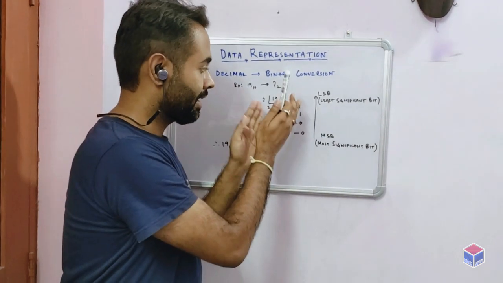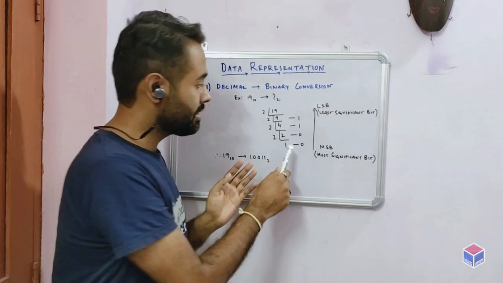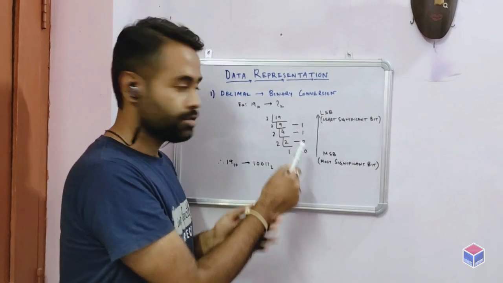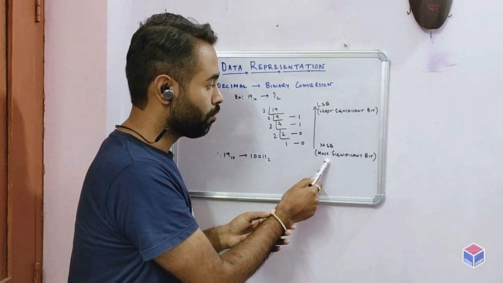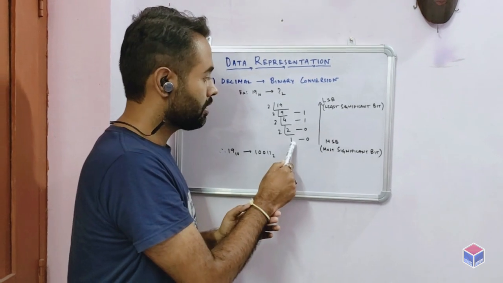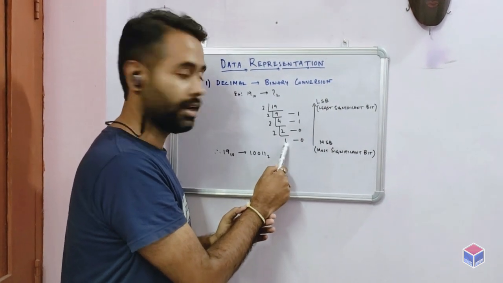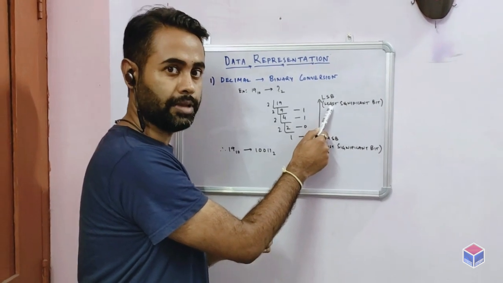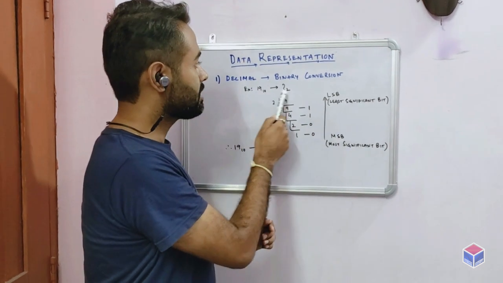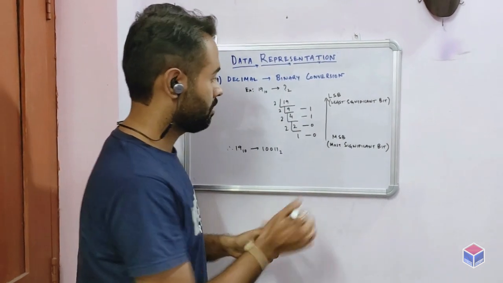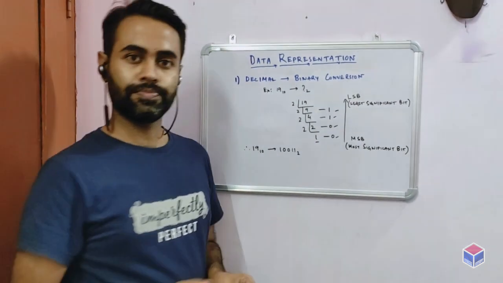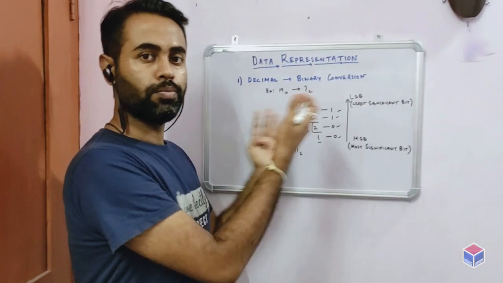Now when I collect the remainders, how would I arrange them? These remainders are my binary values. As you can see, it only consists of 1 and 0. We start from the most significant bit, or MSB. The last remainder is the most significant bit, that is 1. So we collect from the most significant bit to the least significant bit, that is LSB. That means 19 base 10 is equivalent to 10011 base 2. That is how we convert a decimal to a binary number.